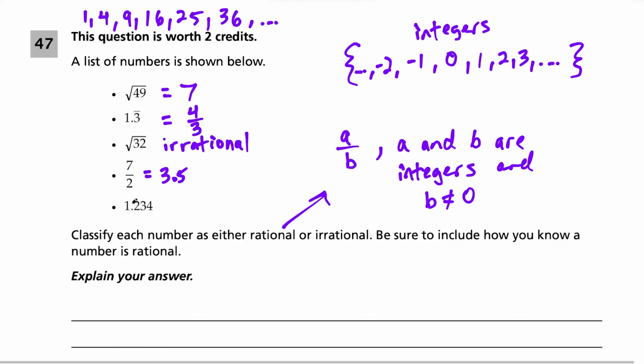And then 1.234, this I could express as 1234 over 1,000. So there it is again. Any terminating decimal can be expressed as a fraction where your numerator and denominator are whole numbers or integers like this. So that's why these numbers are all rational except for the square root of 32. But when we are writing our argument, we can just say that we have a terminating decimal. That's another way of arguing why something is rational.